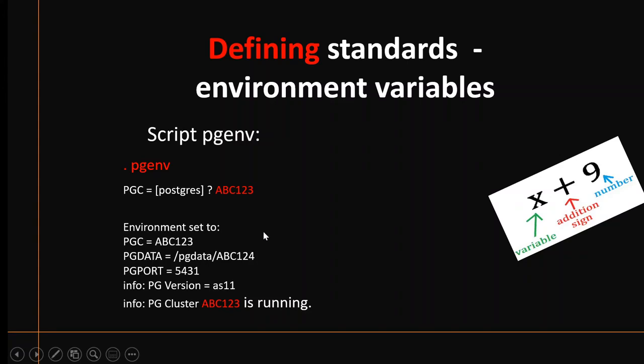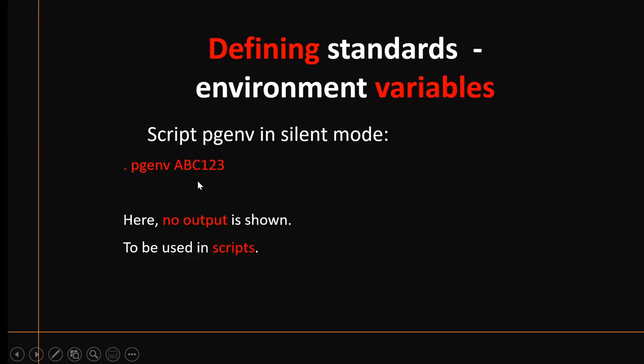Now, if you want to use this PGENV in a script, you don't care about this output, of course, and that's why you can call it with an argument being the instance name, and then there is no output, but the environment will be set to the values for that instance.